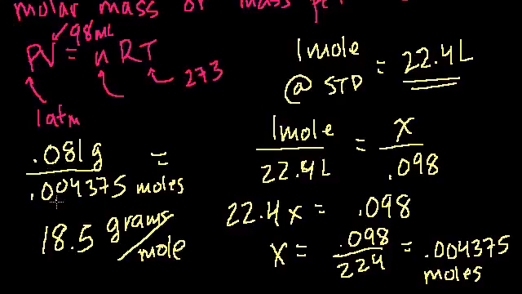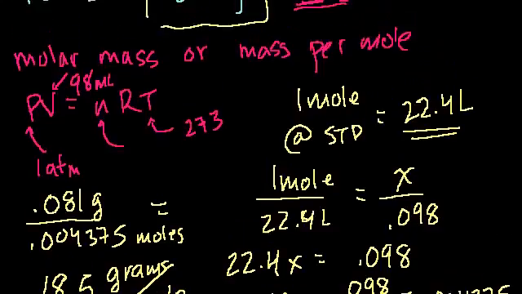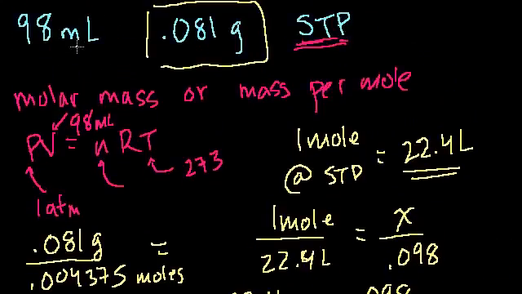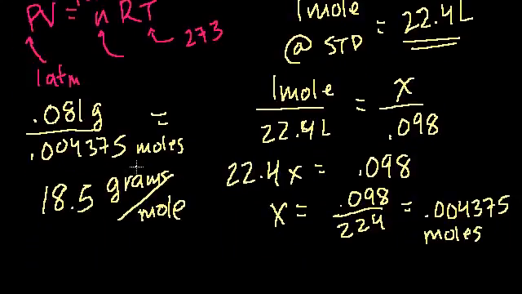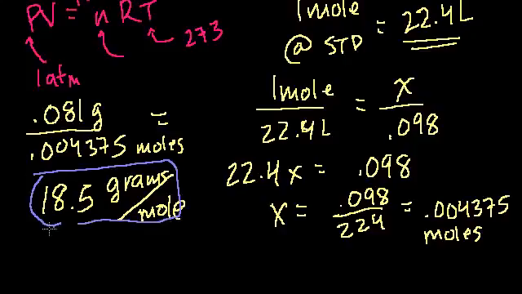So now this is an interesting question. We figured out the molar mass of our mystery substance that took up 98 milliliters and had a mass of 0.081 grams at standard temperature and pressure. And we figured out its molar mass, or its mass per mole, is 18.5 grams. So any guess as to what molecule we're dealing with? 18.5 grams.